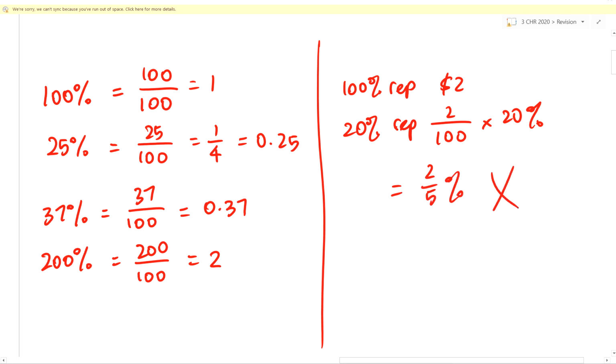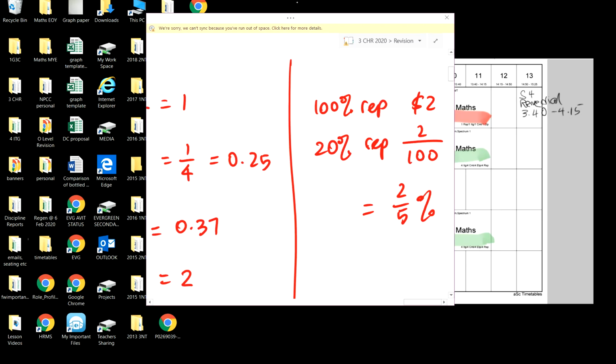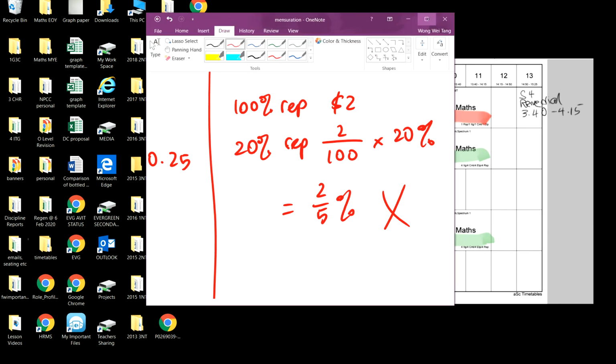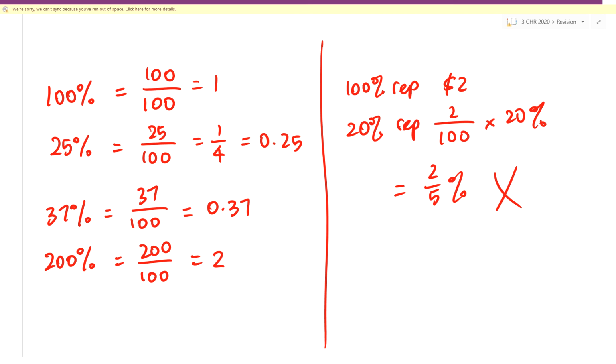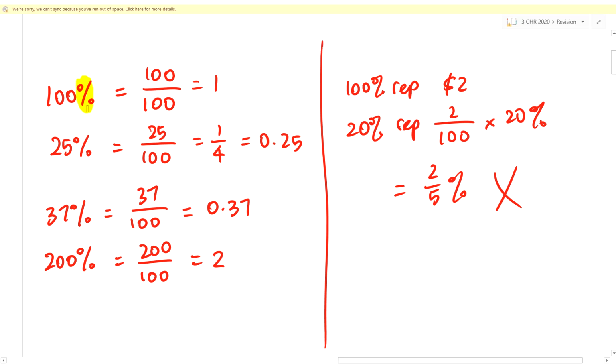You cannot randomly choose to put in the percentage as and when you like. You have to be very careful to note that this percentage symbol has meaning. All these percents, they mean over 100. Every time you see a percent, you change it to over 100, then you'll be safe.